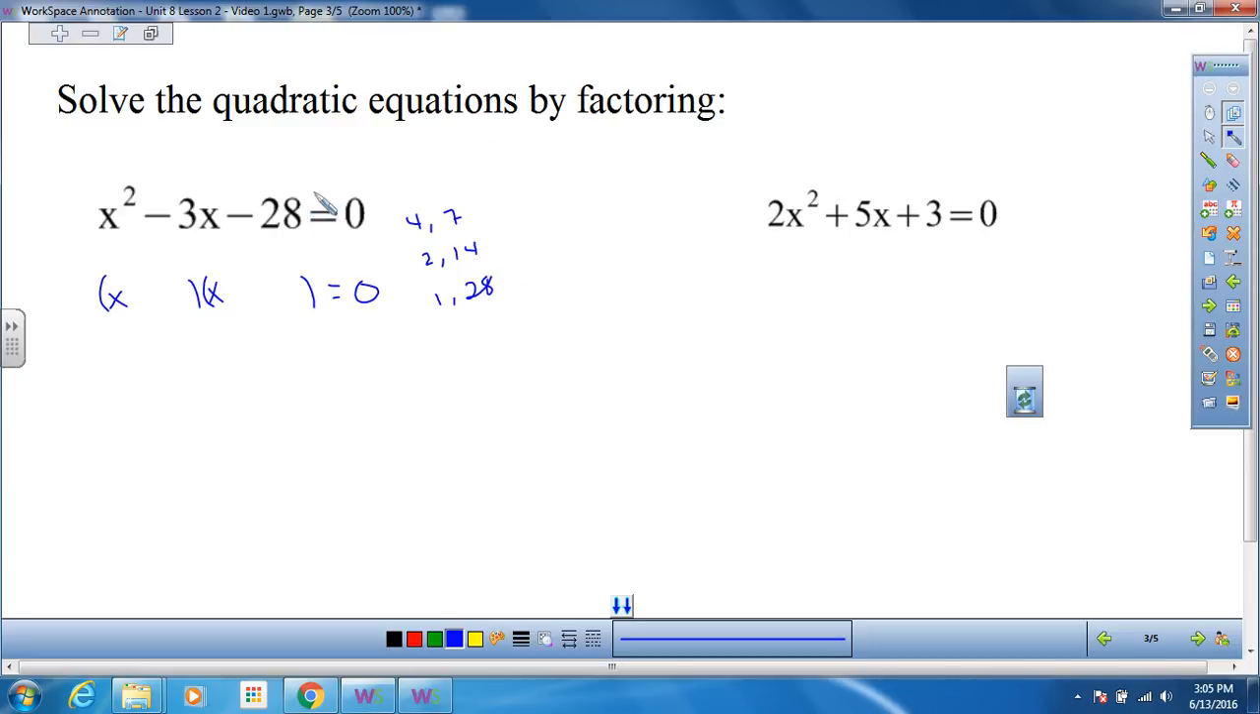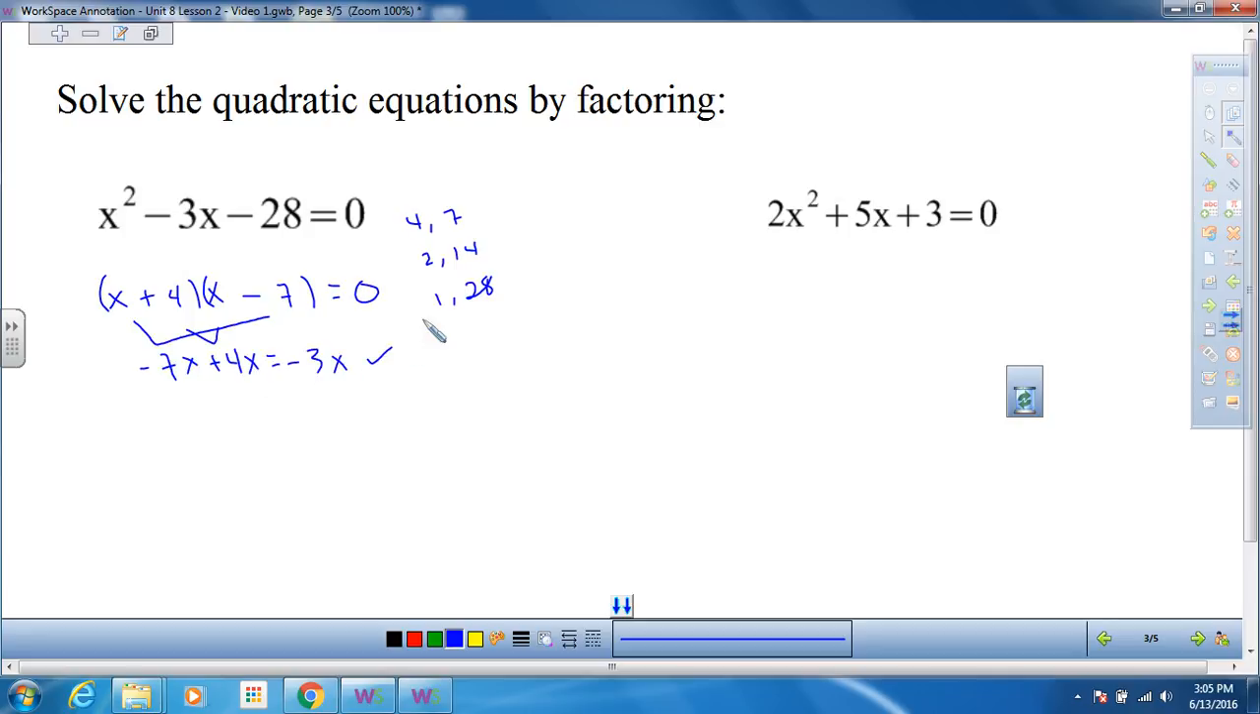It's a negative 28, so one has to be positive, one has to be negative. I'm thinking 7 and 4 is how I'm going to get negative 3 when I do my outer and inner. One of them has to be positive, one negative. I want them to add to negative 3, so I want the 7 to be negative and the 4 to be positive. Let's check our outer and inner real quick. The outer is negative 7x, the inner is 4x, and that equals negative 3x.